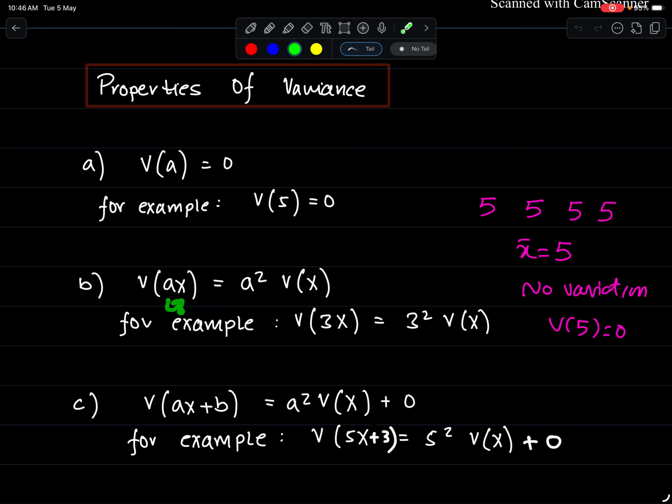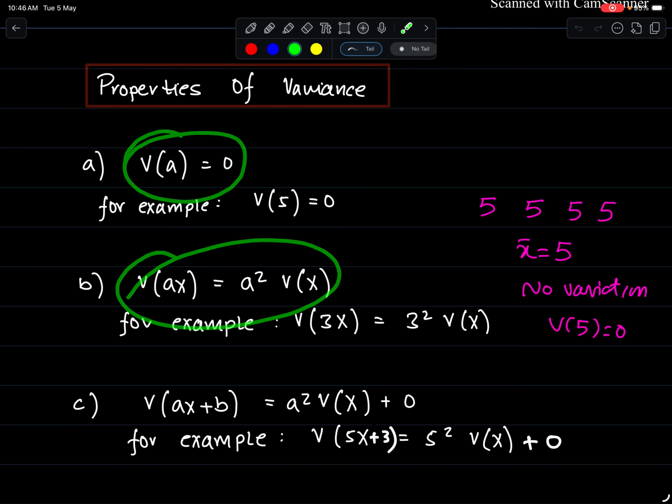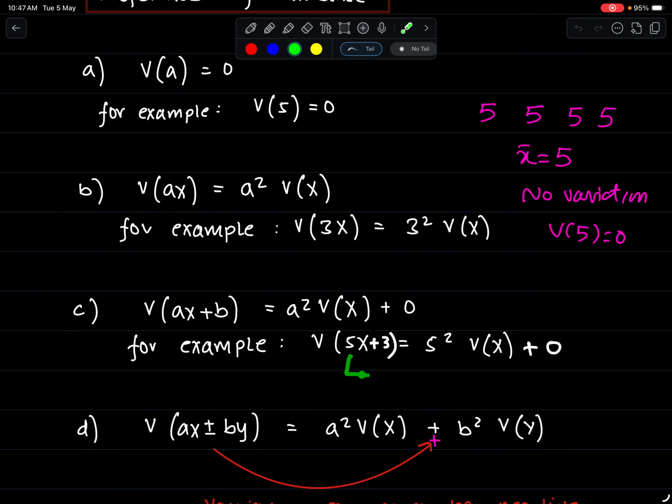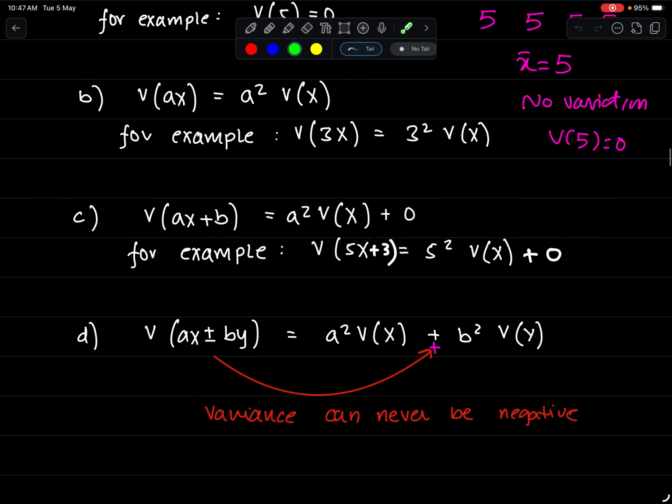Since a is the coefficient of x, a is a multiple of x, so when we bring this outside the bracket, we have to square it. This is the property of variance. So write 3 square here. When we combine these two properties, we get this property next: a square V(X), and the variance of a constant is 0. So for 5X plus 3, it is 5 square V(X) and the variance of 3 is 0. In variance, the sign is always positive because variance can never be negative. So convert negative into positive.